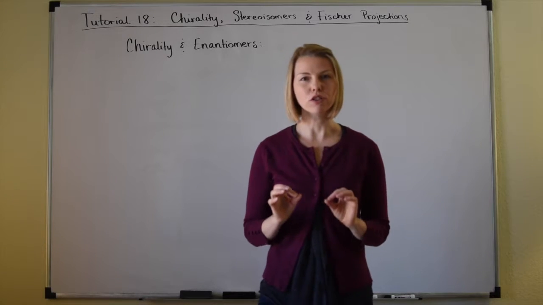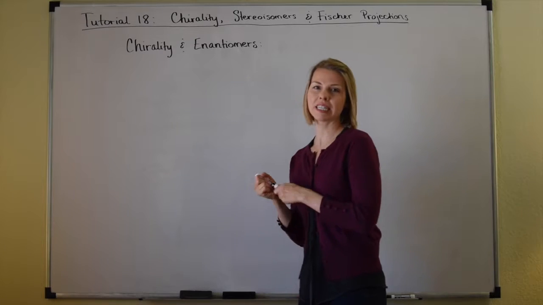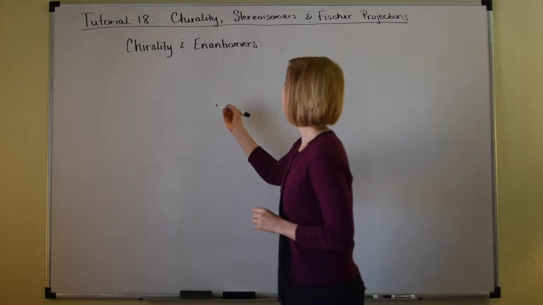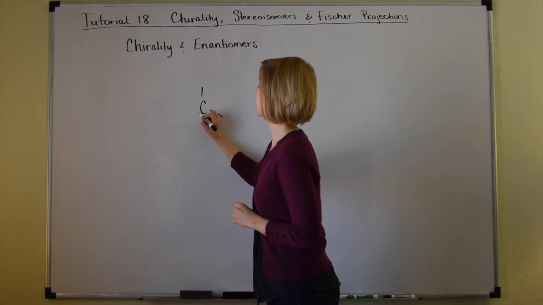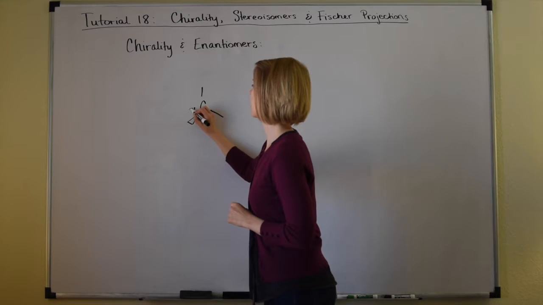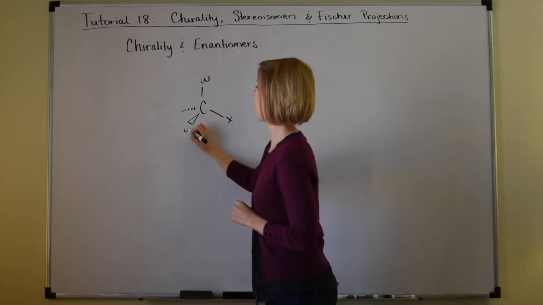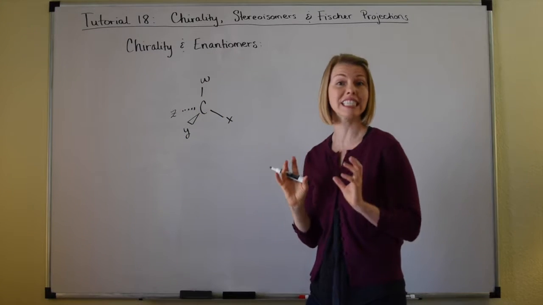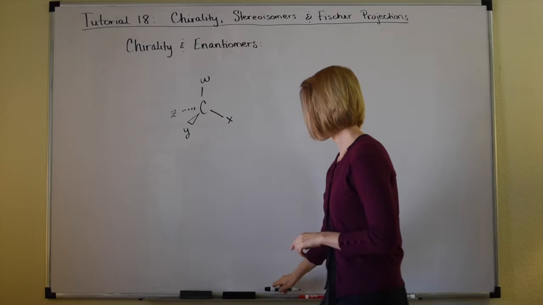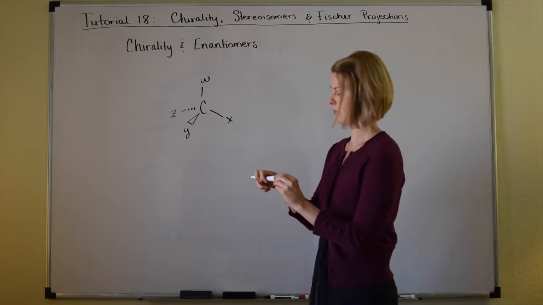Molecules can also be chiral. When a carbon is attached to 4 different substituents, let's just make one W, X, Y, and Z. So it really doesn't matter what they are, as long as they are different. We call that carbon a chiral carbon.